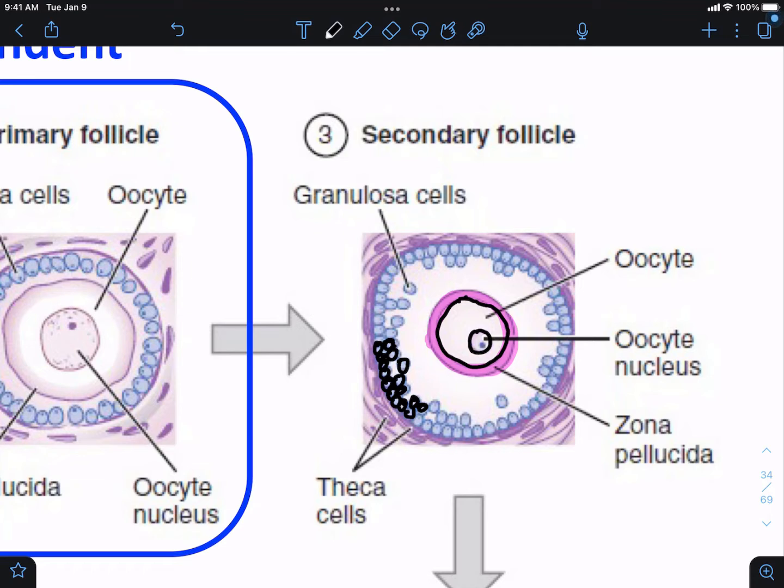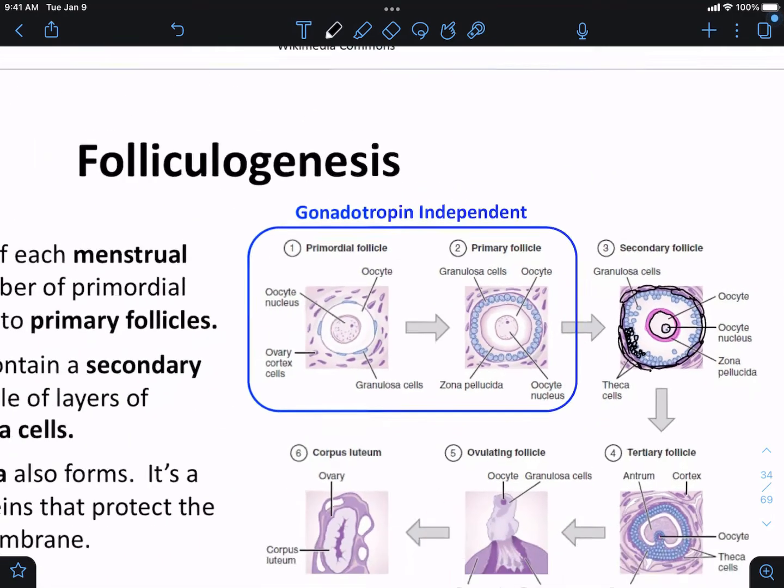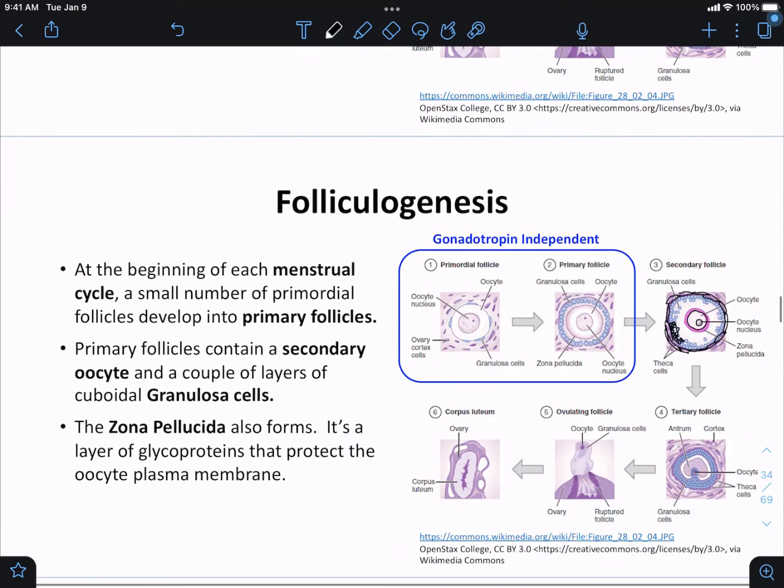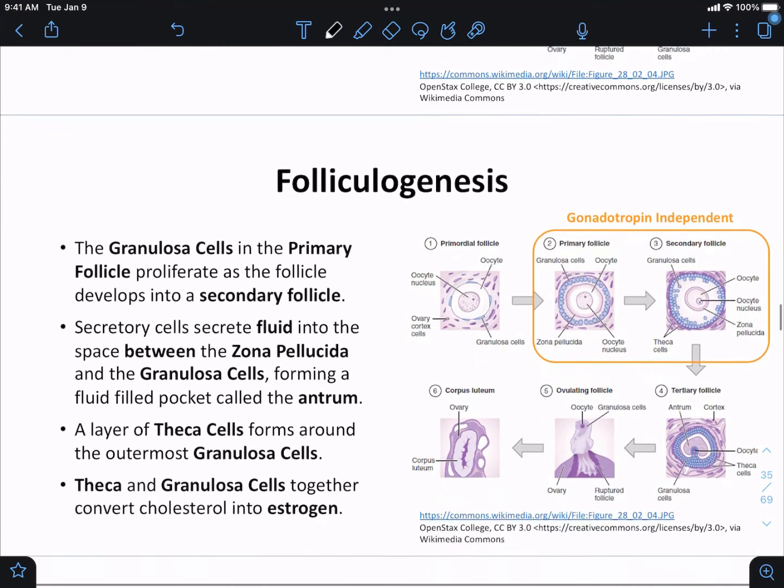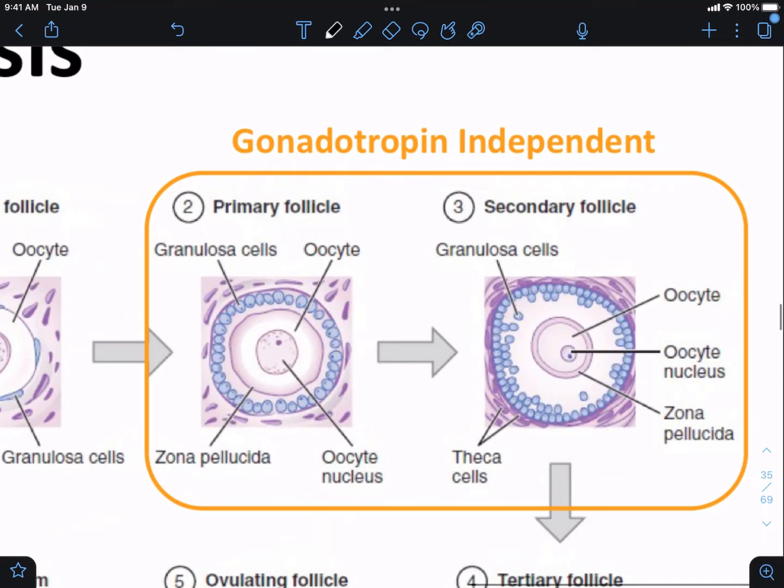I also want to point out the development of what is called theca cells. These are the cells shown here. Okay, and these cells are going to surround the developing follicle. They will become part of that follicle, and eventually, once we have ovulation and the conversion of the follicular cells into the corpus luteum, they're going to be part of that structure. The development of the secondary follicle is also gonadotropin independent, and so that's kind of an interesting thing.